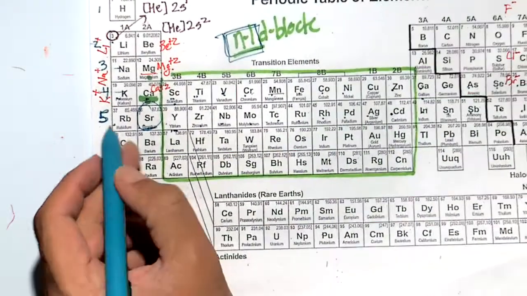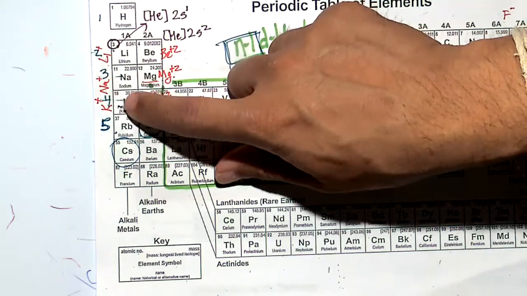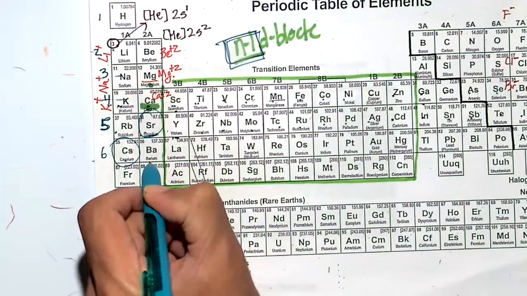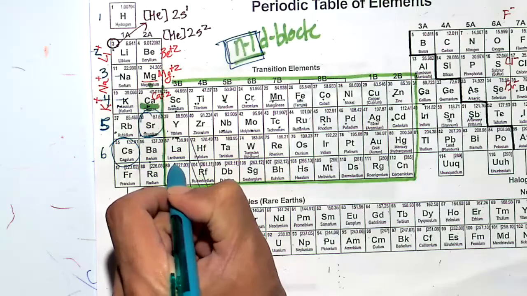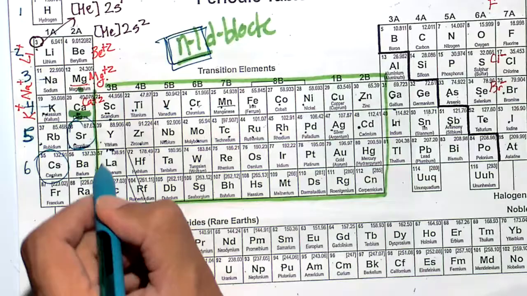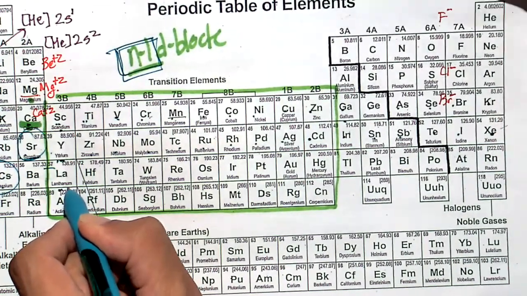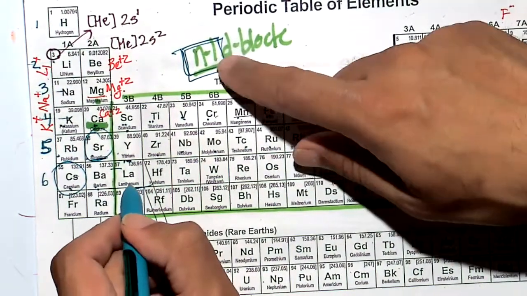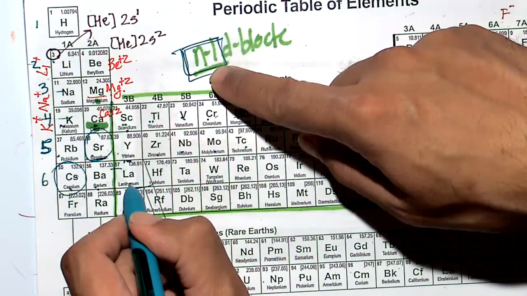Let's do one more example here, cesium. Row 1, row 2, row 3, row 4, row 5, row 6. So this is going to be 6s1. Barium is 6s2. What's the electron configuration for lanthanum? Lanthanum has 57 electrons. 54 are from xenon. Then 6s1, 6s2. And then what? Is it 6d1 or 5d1?